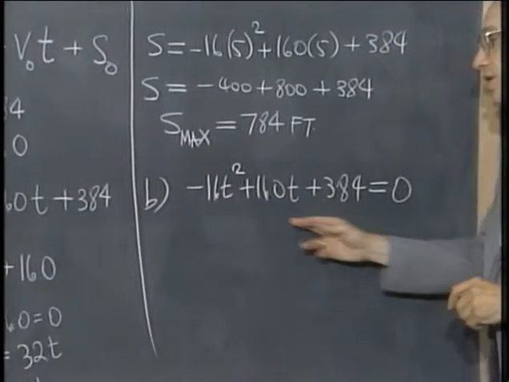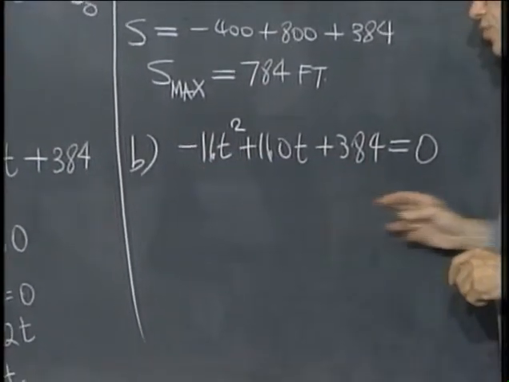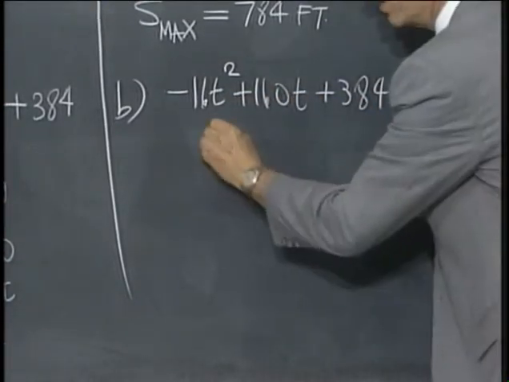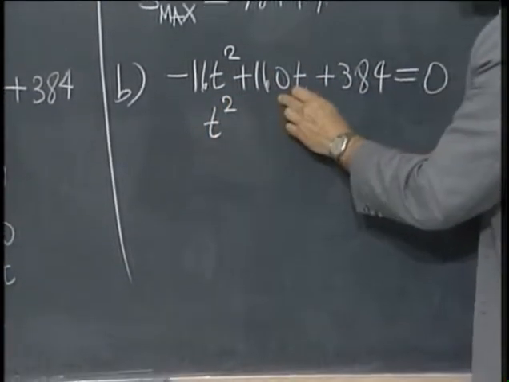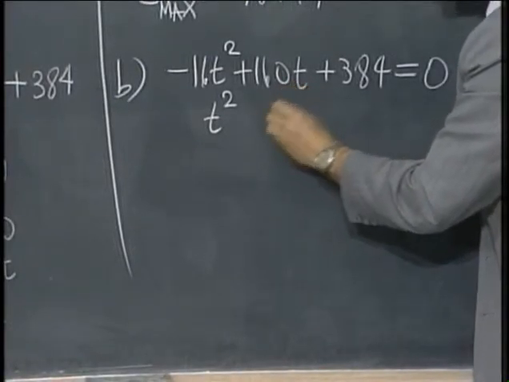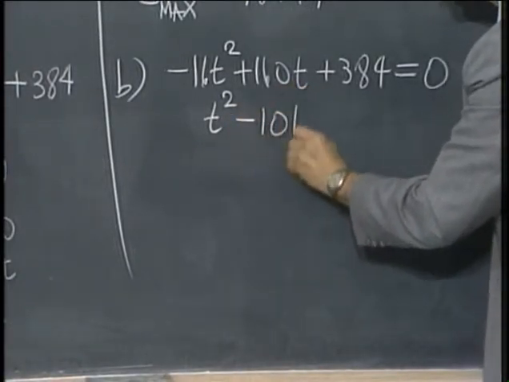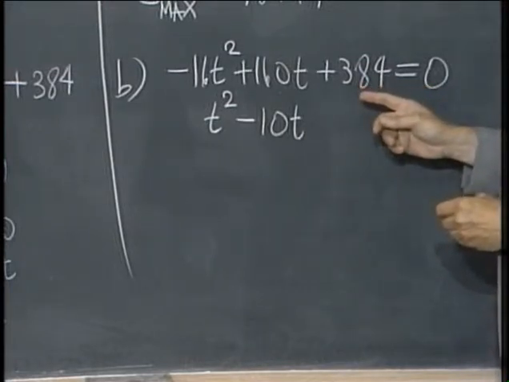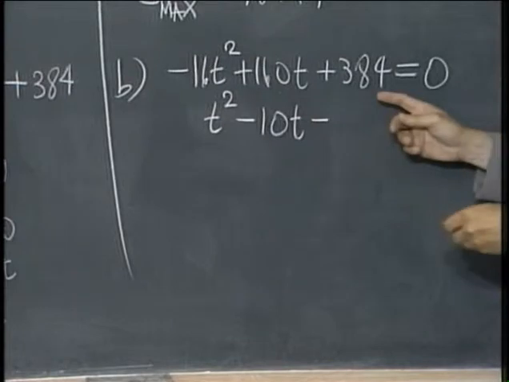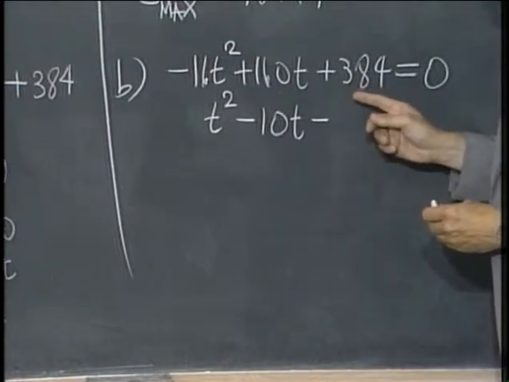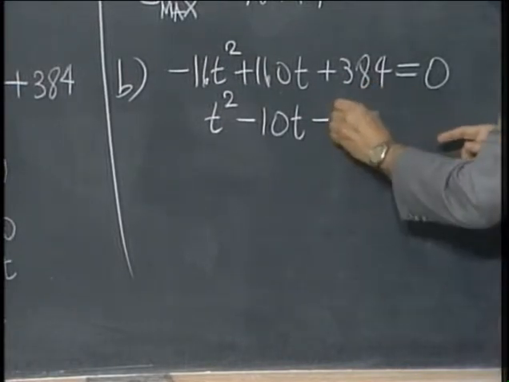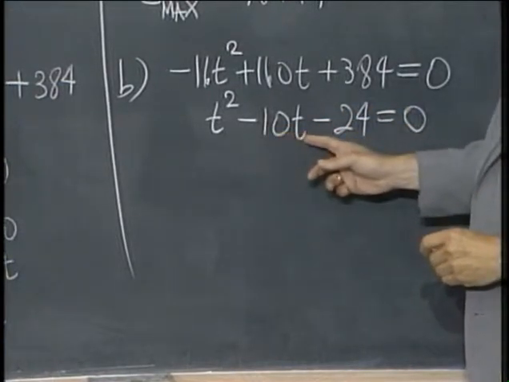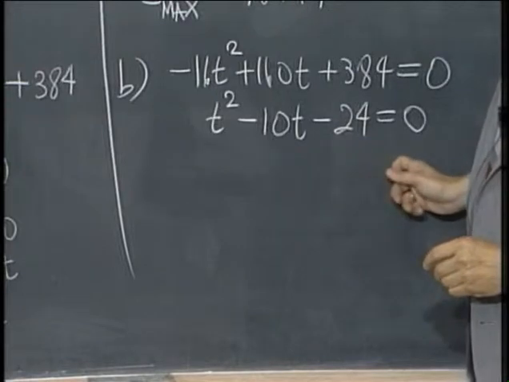In order to solve it, the first thing I'm going to do is divide through by minus 16, which divides into all of these coefficients. I get t squared. 160 divided by minus 16 gives you minus 10t. And 384 divided by minus 16, well, I know it's minus. How many times does 16 go into 384? It looks to me like 24 times. So we have t squared minus 10t minus 24 equals 0.